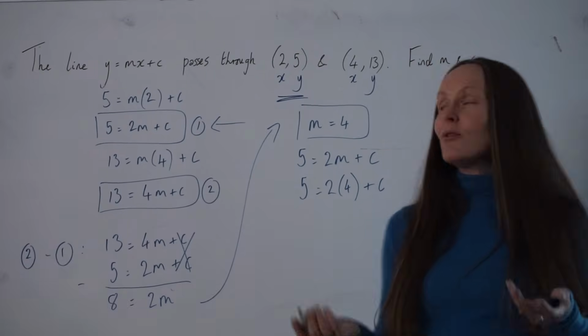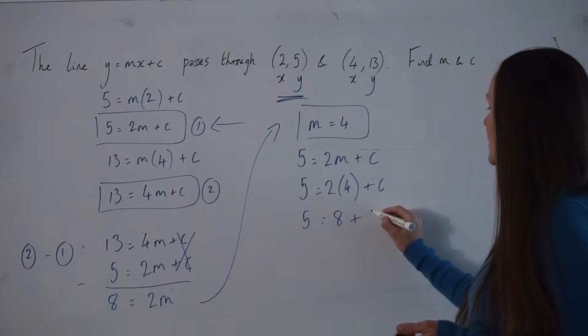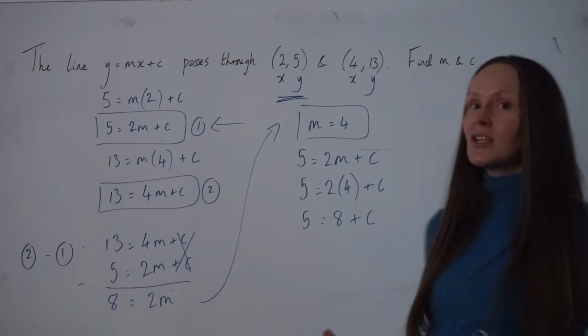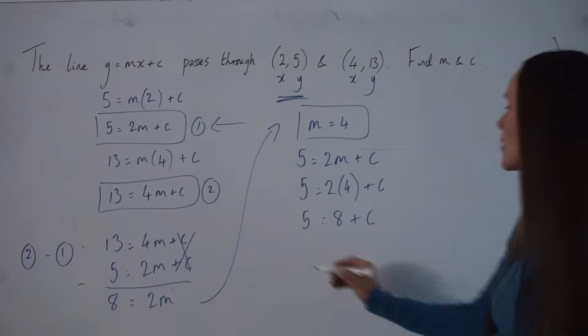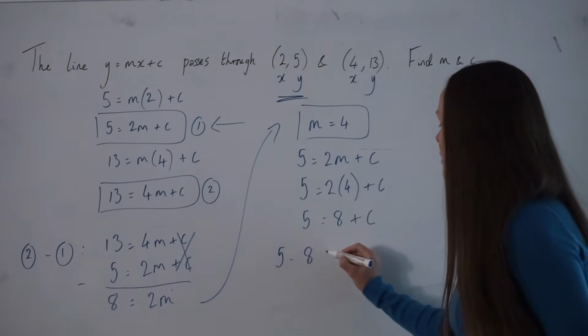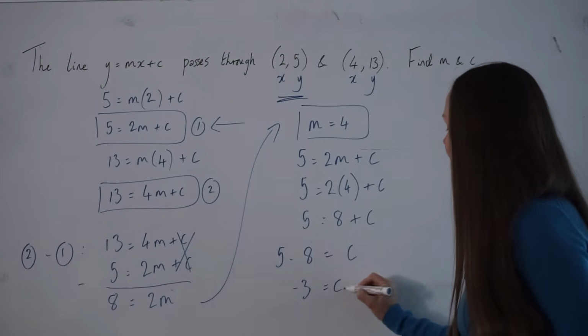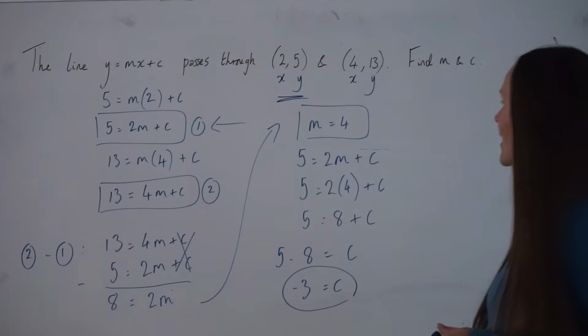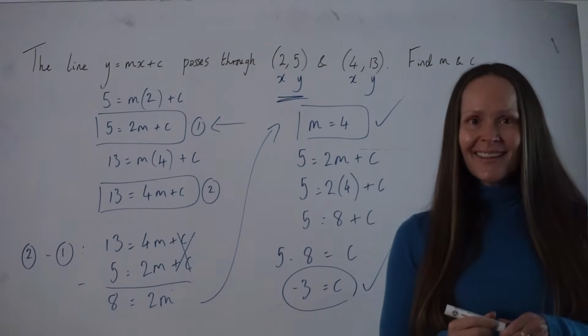2 multiplied by 4 is 8, so 5 is equal to 8 plus c. Now to solve this equation and find c, we have to subtract 8 on both sides of the equation. So if we do 5 take away 8, we get negative 3. And that is the value of c. Okay, so m is equal to 4 and c is equal to negative 3.